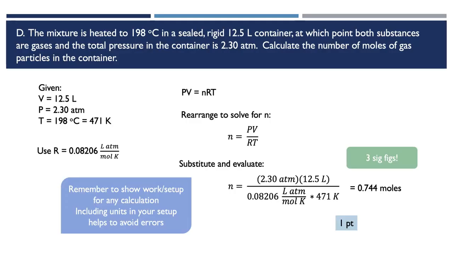I also want to point out that including the units in your setup helps to avoid errors, right? If you look at my setup here, atmospheres and liters and Kelvin all cancel out, leaving me with moles. If I had used the wrong value of R with wrong units, they wouldn't cancel out appropriately, and that would be a really nice clue that something wasn't right in my setup.